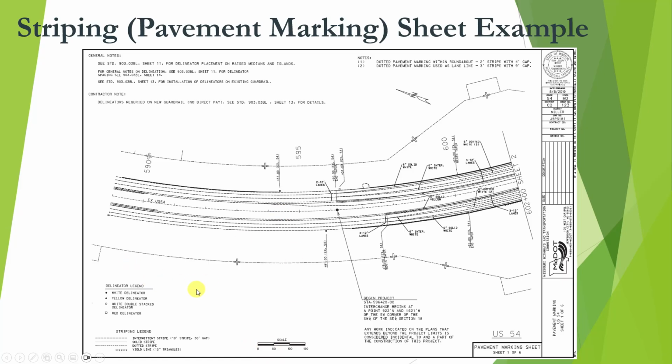You have your delineator legend down here, and you also have your striping legend. So wherever you've got that. Now, a lot of times they're called out, but you do have your legend. You can see it's called out on your pavement marking, 6-inch solid white, 6-inch intermittent white. So this is a good example of another striping sheet.